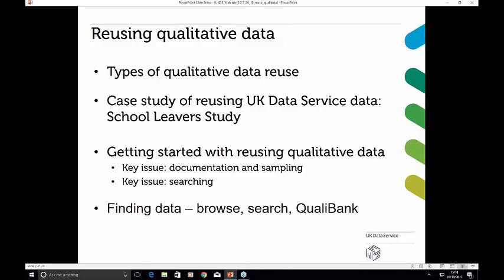Okay, so different ways of reusing qualitative data. You can quite simply give a description or an understanding of a particular social and historical point in time.